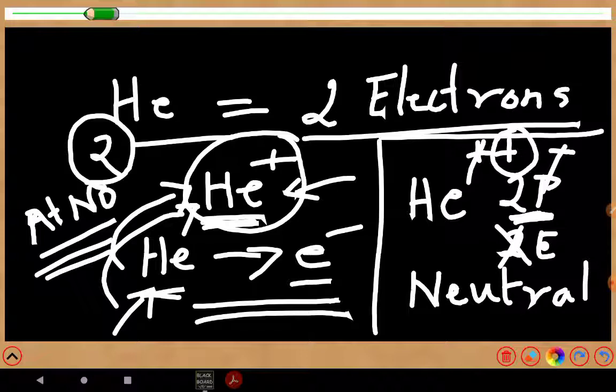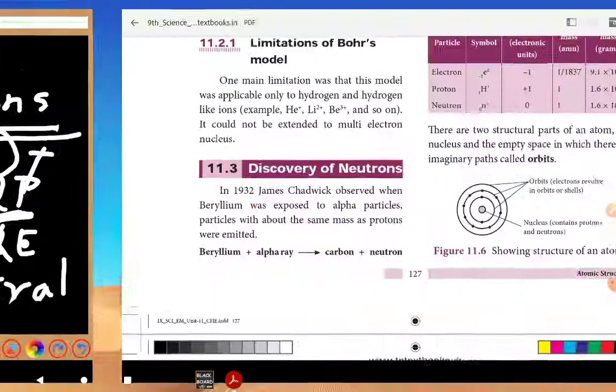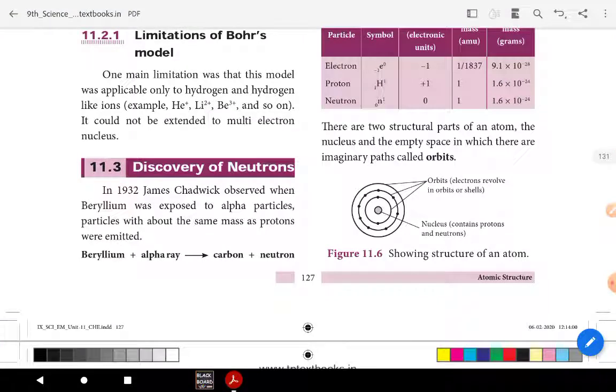ஓகே, ஸோ லெட்ஸ் கோ ஆன், children. Alright, so that's what is given here. So one main limitation. What's the main limitation given here? One main limitation was that this model was applicable only to hydrogen and hydrogen-like ions.